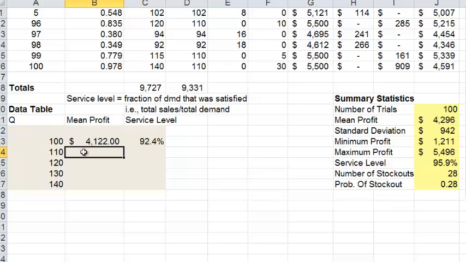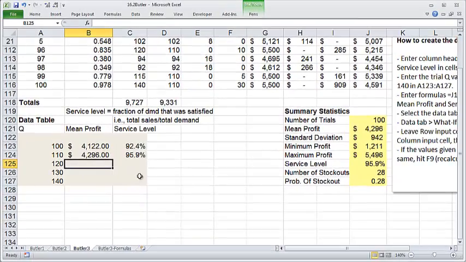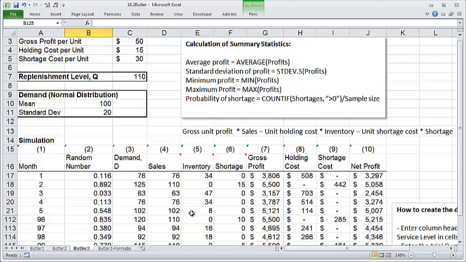I got here 4296 and 95.9%. And I could see that, oh, this is better. This is meeting the service level requirement of at least 95%, and the profit is higher. And now I could try 120 and put it in here and so forth.